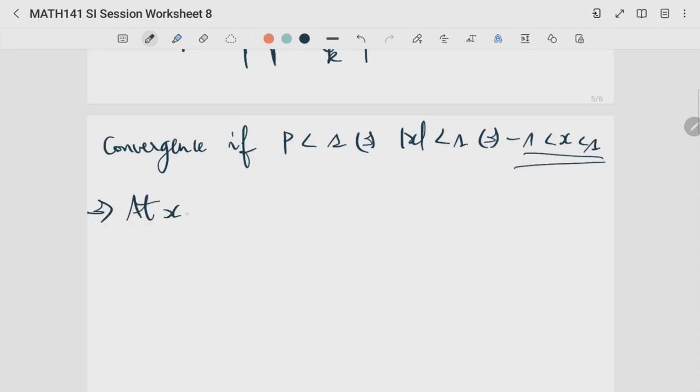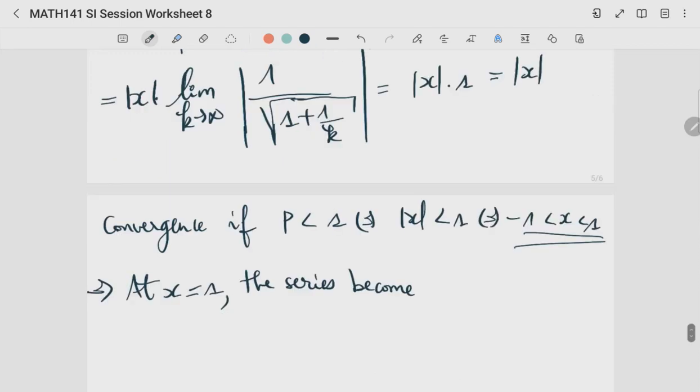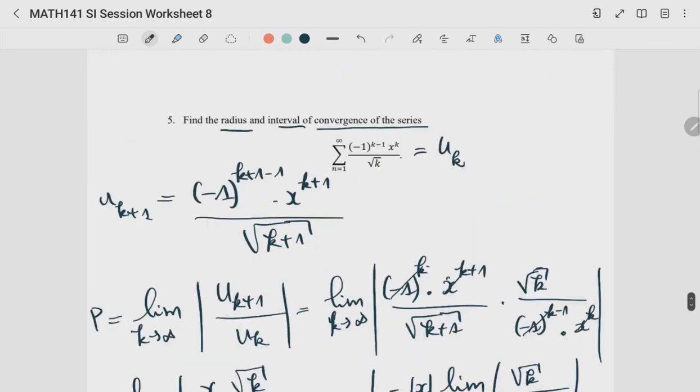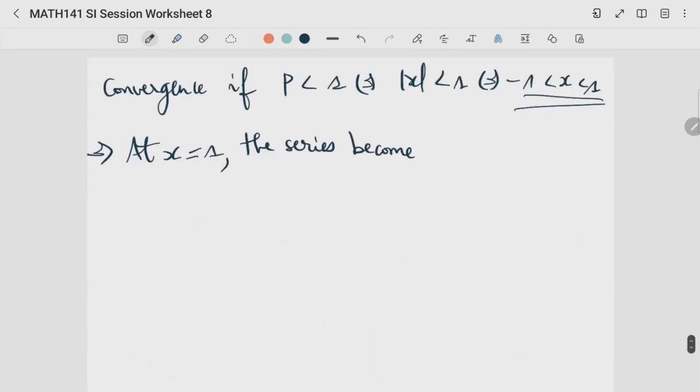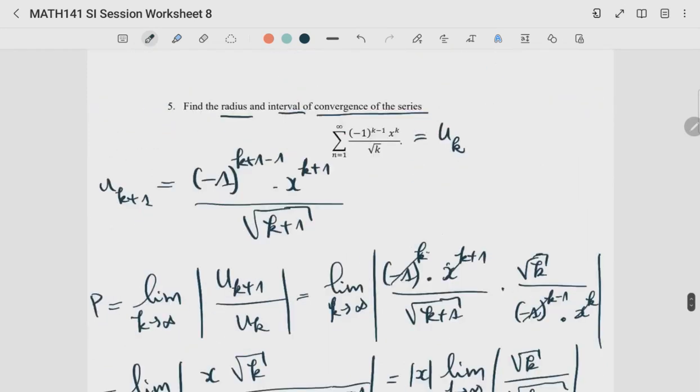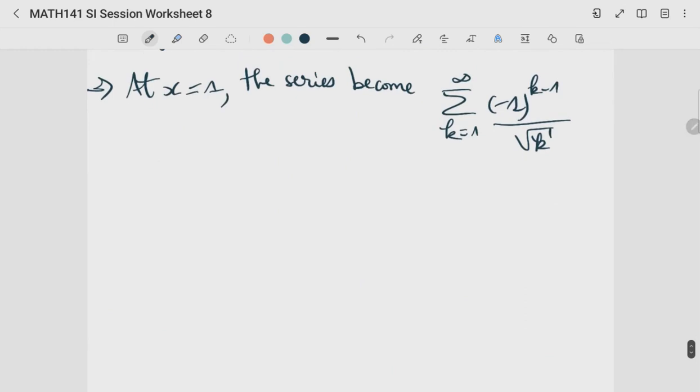So at x is equal to 1, our series becomes what? Well, we have the sum from k is equal to 1 to infinity of (-1)^(k-1) divided by root of k, because 1 to the k is just 1. So that's what our series is.